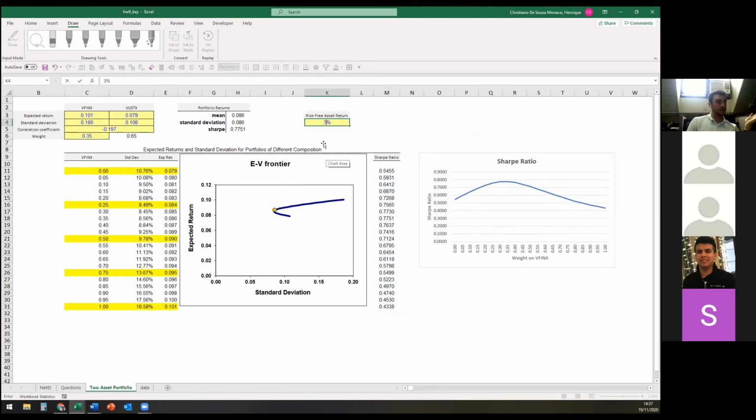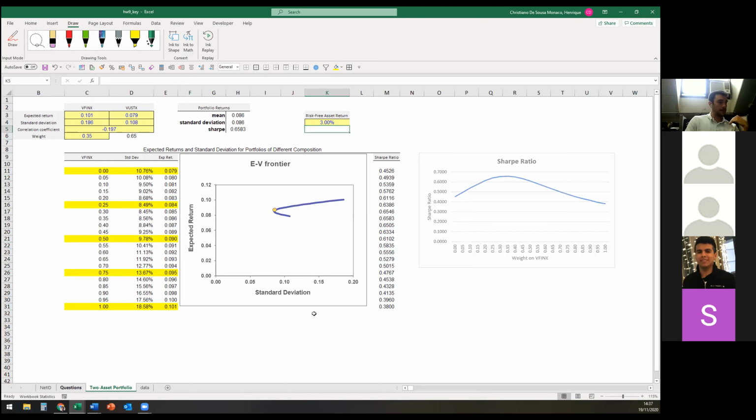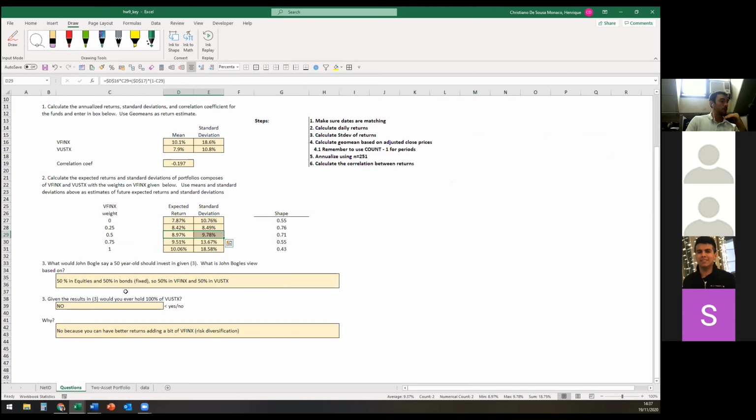And by the way, if you change the risk-free asset, you would change the Sharpe ratio, but the shape of that wouldn't change, and it wouldn't change the returns here or the standard deviation, okay? Now back in here to the case, the homework, sorry. We asked you, what would John Bogle say a 50-year-old should invest in those assets? And remember, John Bogle basically says, as a rule of thumb, that you should hold your age in bonds and the rest of that in equities. So if you are 50 years old, 50% in bonds, 1 minus 50%, right? 50% as well in the other fund or equities.